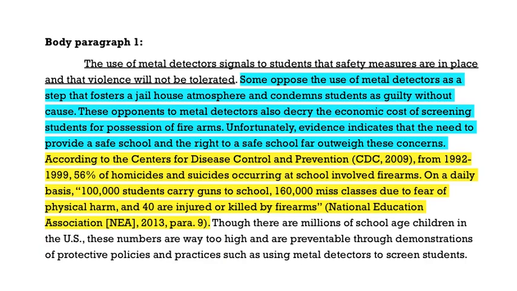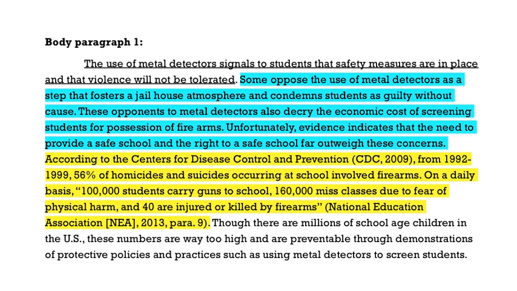And then if you're going to argue that, you need to make some paragraphs. And so here's body paragraph number 1. The topic sentence is underlined. The use of metal detectors signals to students that safety measures are in place and that violence will not be tolerated. So using it to prevent violence.